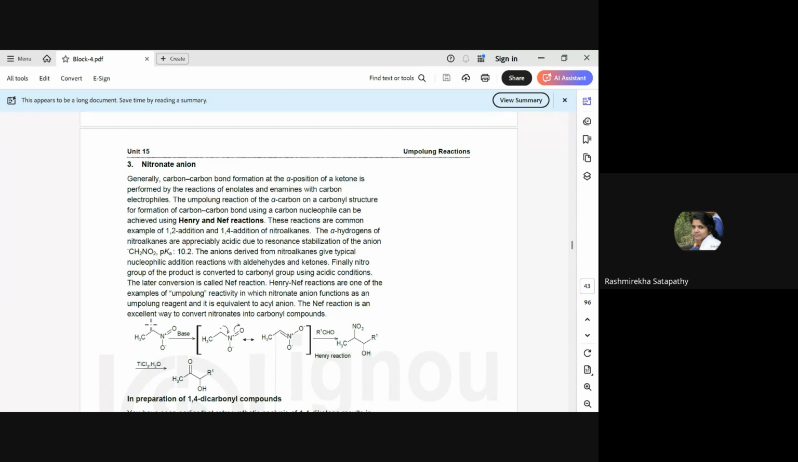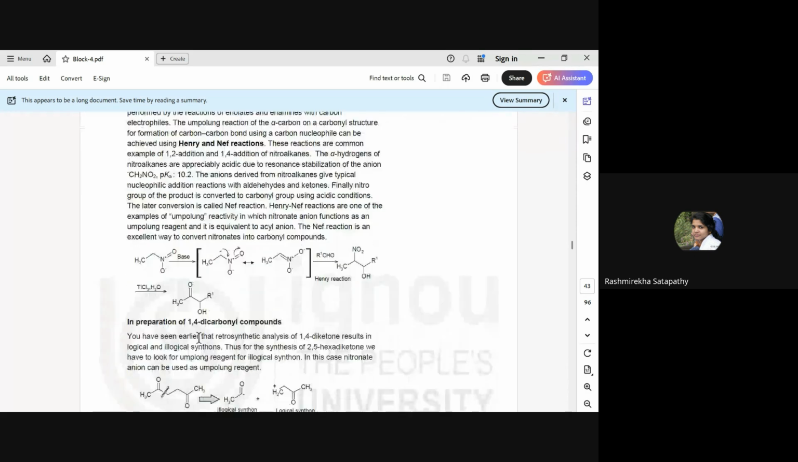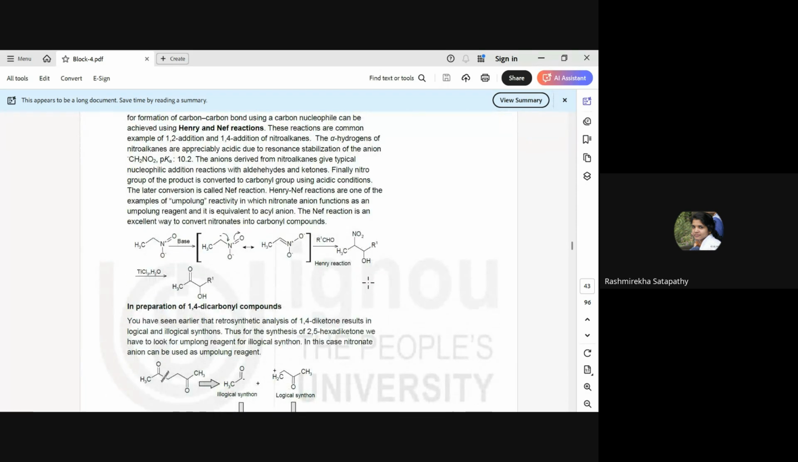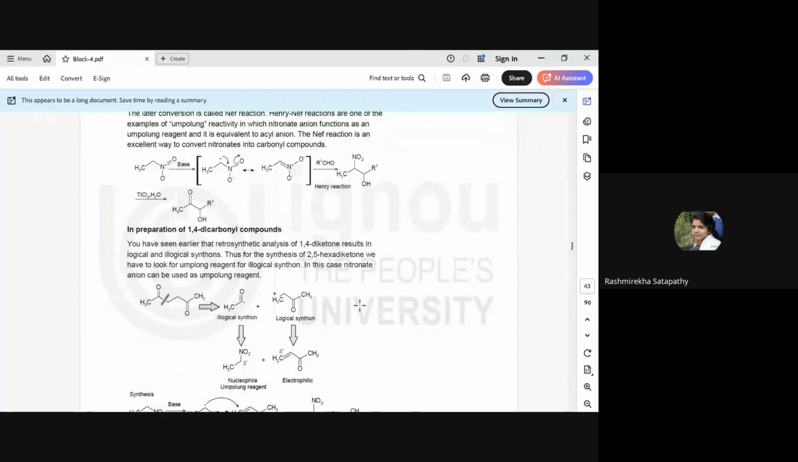Nitronate: CH3CH2NO2. In the presence of base, it loses a proton to give the N- anion, and in the presence of an aldehyde it reacts with the aldehyde, CH3NO2 with COH. With titanium chloride, it is converted to the COR1. This is the Henry reaction.